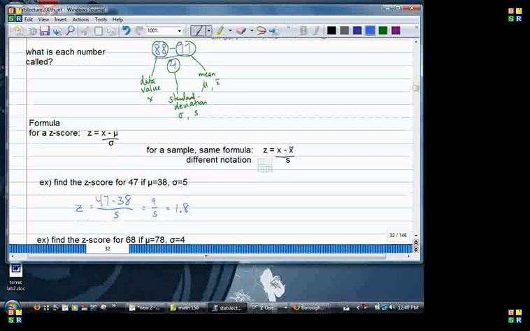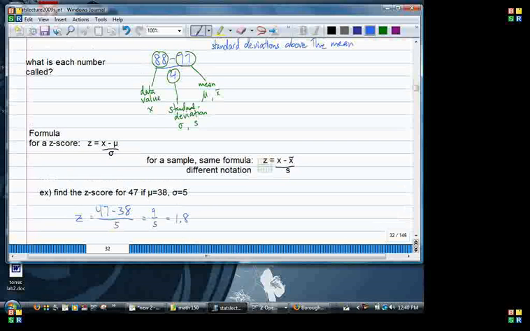And remember what this means. This means 1.8 standard deviations above the mean. Okay.